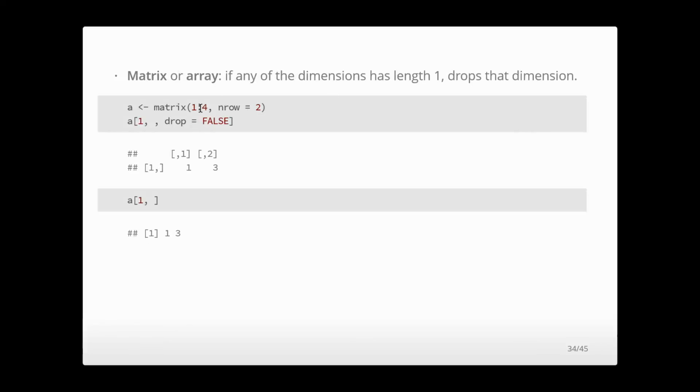Okay, as far as matrices or arrays, if the resulting thing has a dimension with a length of 1, it's going to drop that dimension. So if you subset the matrix and you keep drop equals false, it's going to preserve it as a row matrix, whereas over here it returns it as a vector.